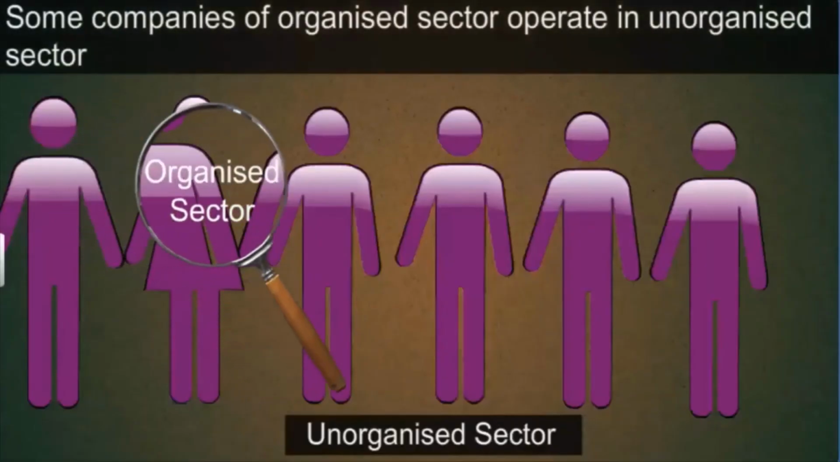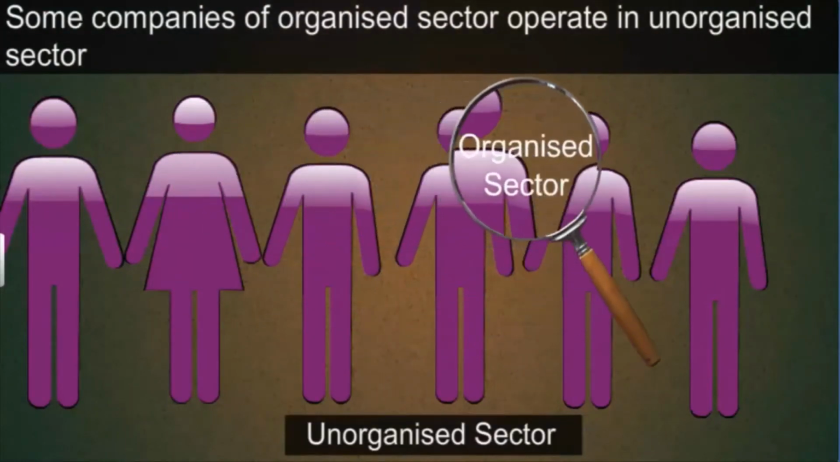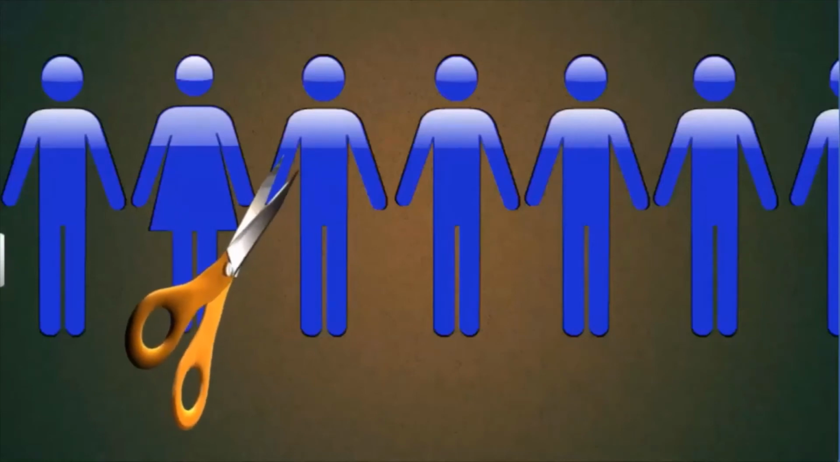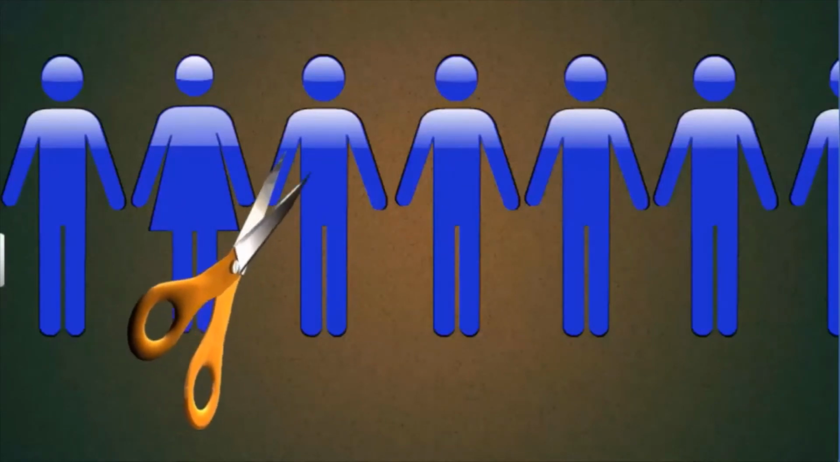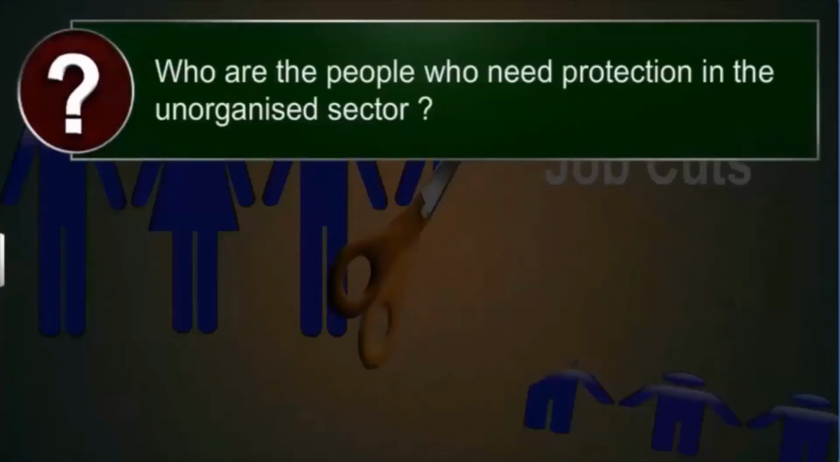Some companies from the organized sector operate in the unorganized sector to save taxes and to avoid giving the employees their due benefits. Since the 1990s, a lot of people employed in the organized sector have lost their jobs and or forced to take up employment in the unorganized sector. Let us now look at the groups of people who need protection in the unorganized sector.